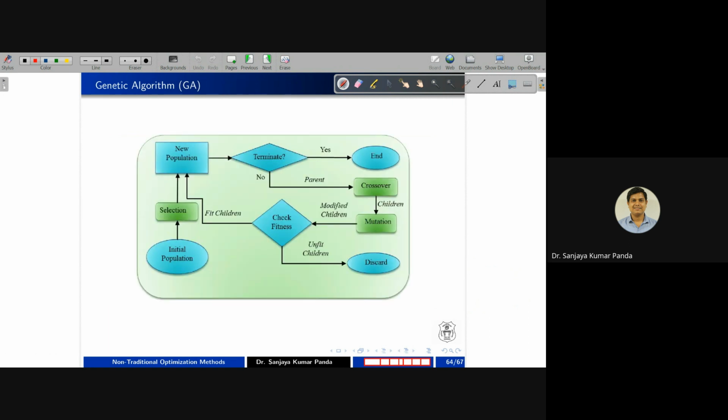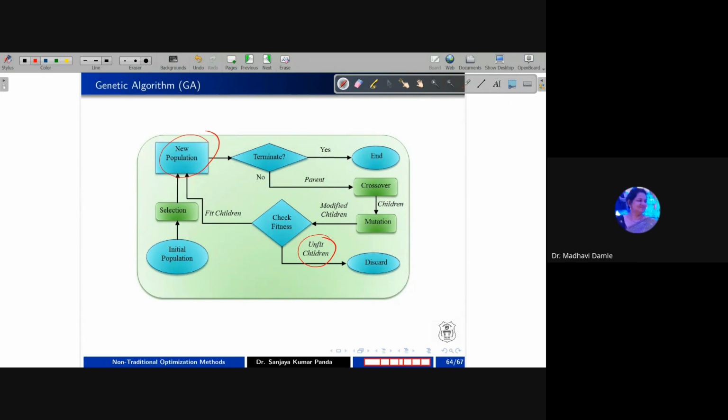So this is the whole thing I told you. We never check the fitness of the children. We check the fitness of what? Modified children. That is the important thing which I am highlighting. After crossover, you are getting children 1, children 2. Then after mutation, you are getting modified children 1, modified children 2. If they are unfit children, discard them. If they are fit children, you have to add them into the new population. But many research articles also suggest that even if they are unfit children, you add them into the new population, so that in the next iteration you may get a better value.